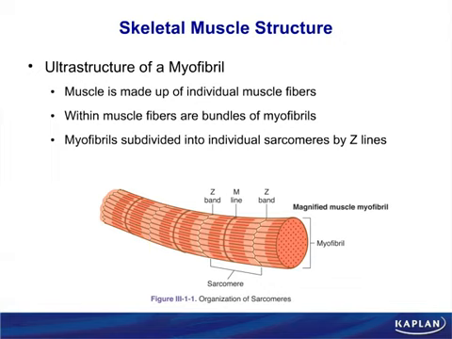From Z-band to Z-band represents the sarcomere. The sarcomere is important because it is the basic functional unit of skeletal muscle. So you can think of the sarcomere as the basic functional aspect of skeletal muscle.